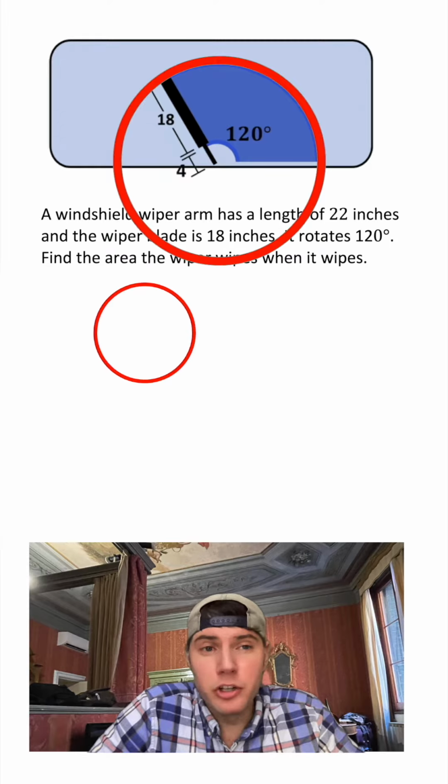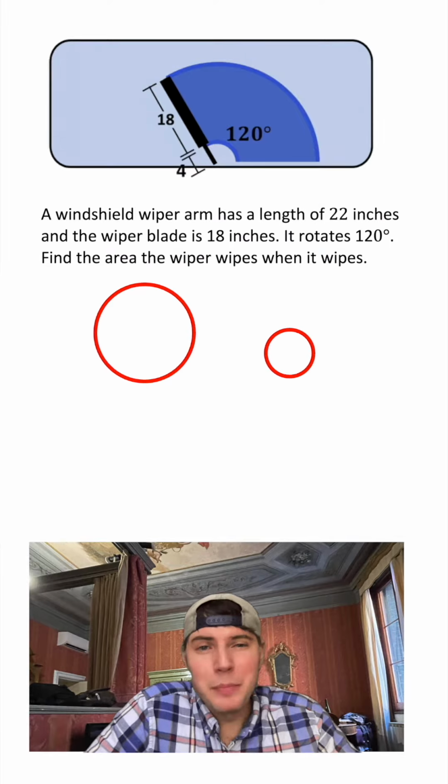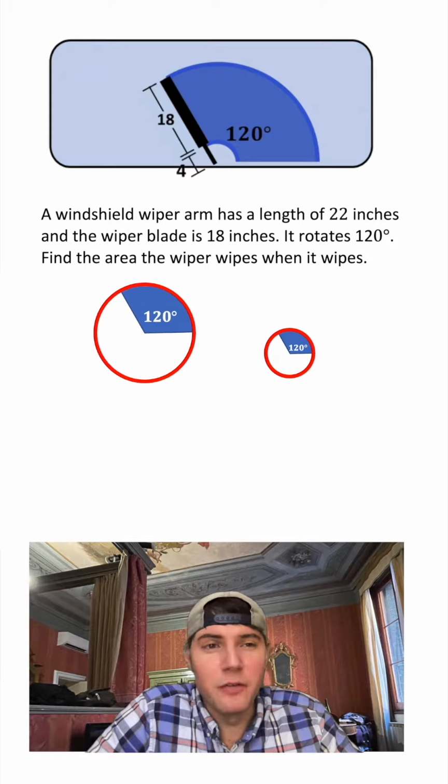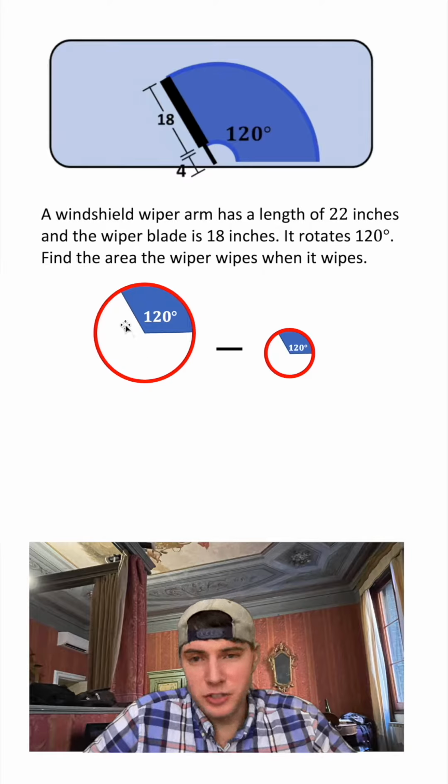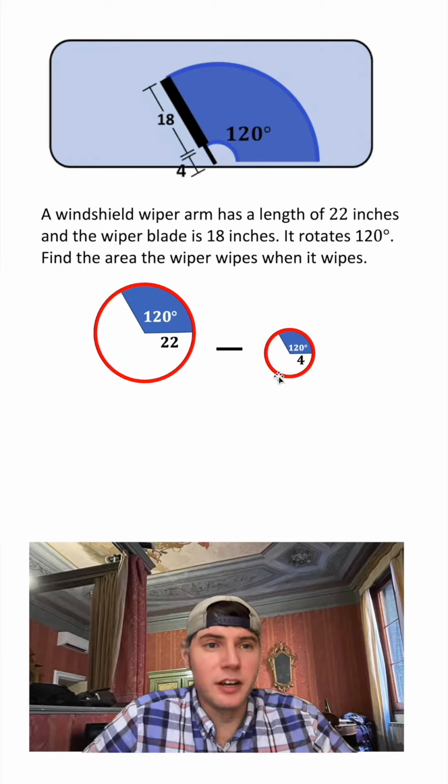So basically we have a large circle and a smaller circle. And the wiper is only wiping through 120 degrees of those circles. And if we subtract these from each other, we'll get the exact area that the windshield wiper is wiping. The radius of the larger circle is the entire arm, which is 22. And the radius of the smaller circle is what the blade doesn't cover, which is just 4.